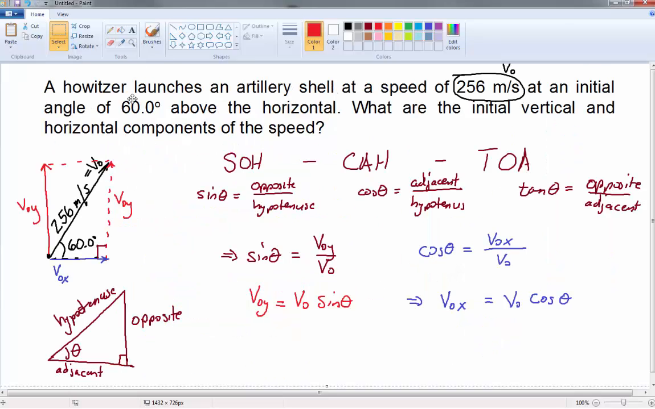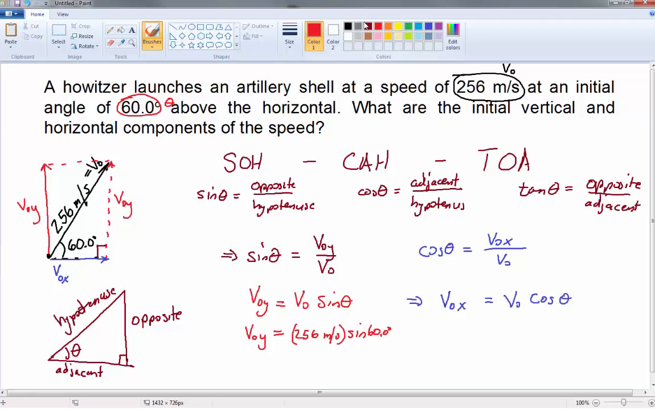So what we have is that the initial y component is going to be given by v0y is equal to v0, which is given up here, 256 meters per second, times the sine of theta. So that's the sine of 60 degrees, because this right here is your value for theta.